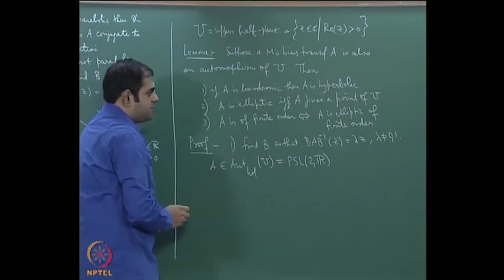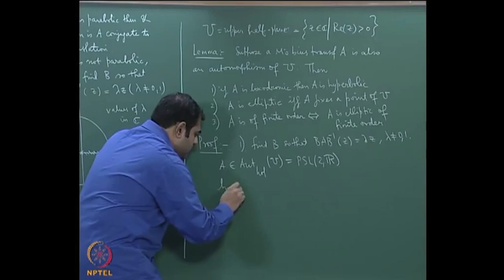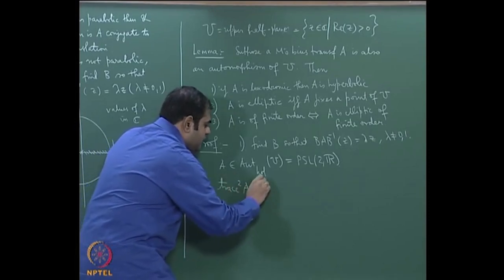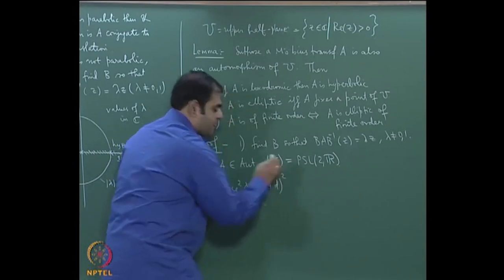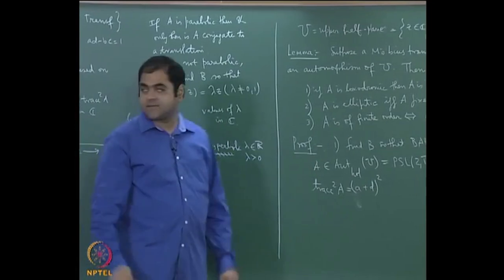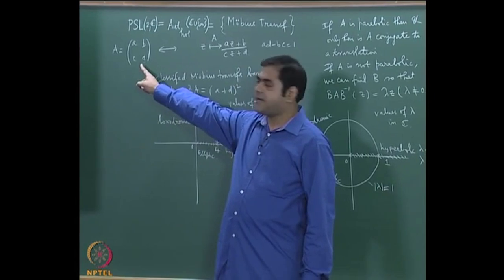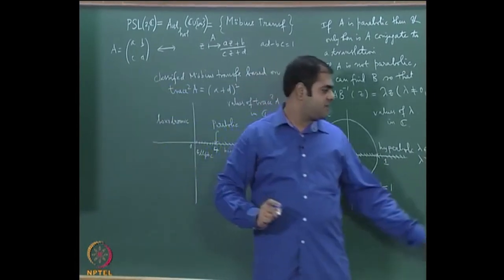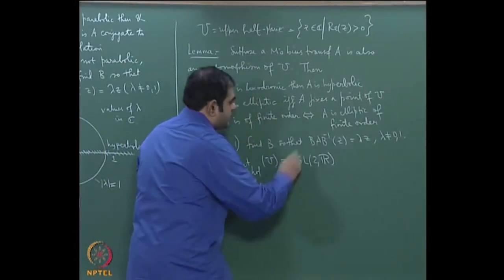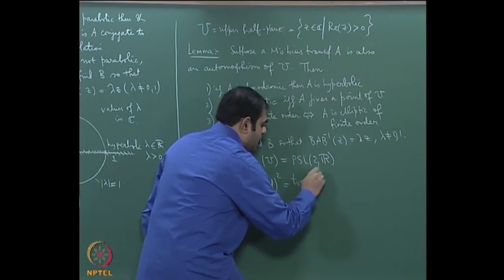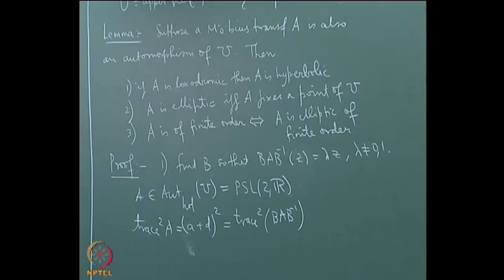And now you see, what is the condition that A is loxodromic. So you see, trace squared A turns out to be (a plus d) the whole squared. If I write A in this form, A is equal to (a b; c d), then trace squared A is (a plus d) the whole squared. And this is also equal to trace squared of BAB inverse, because the trace is not going to be changed if you conjugate.